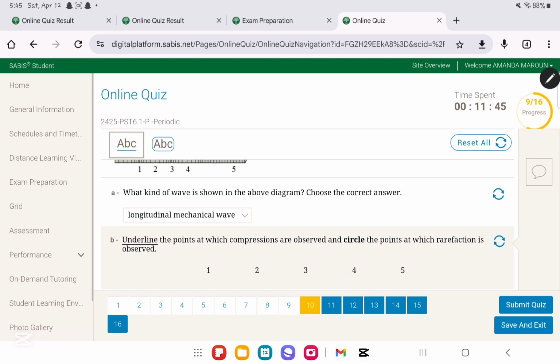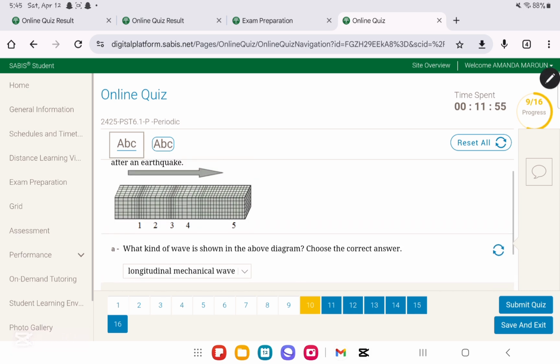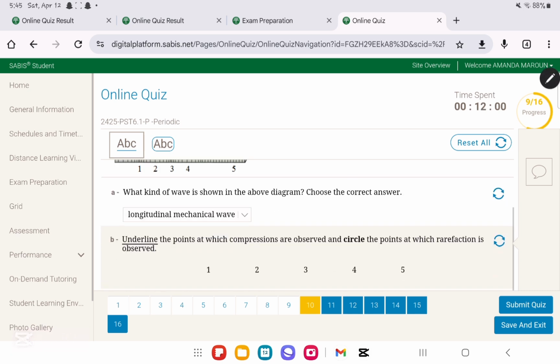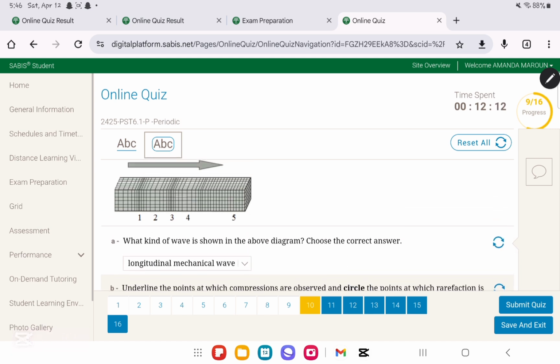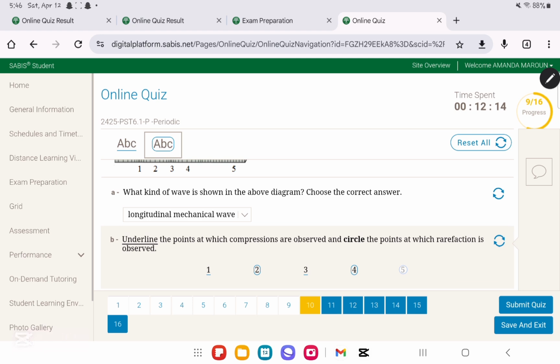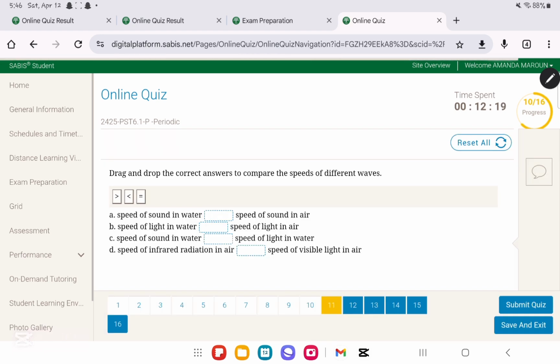We now move on to part B. In part B, they said, underline the points at which compressions are observed and circle the points at which rarefaction is observed. Compressions will be observed at points 1 and 3. You can see that the particles are so close together. So 1 and 3 are compressions. Whereas rarefaction, you can see that it is happening at 2 and 4 and not 5. At 5, they are all constant, whereas at 2 and 4, they are larger than usual. So very simply, that is it. You can even click on 5, you'll see there's no need to click on it.